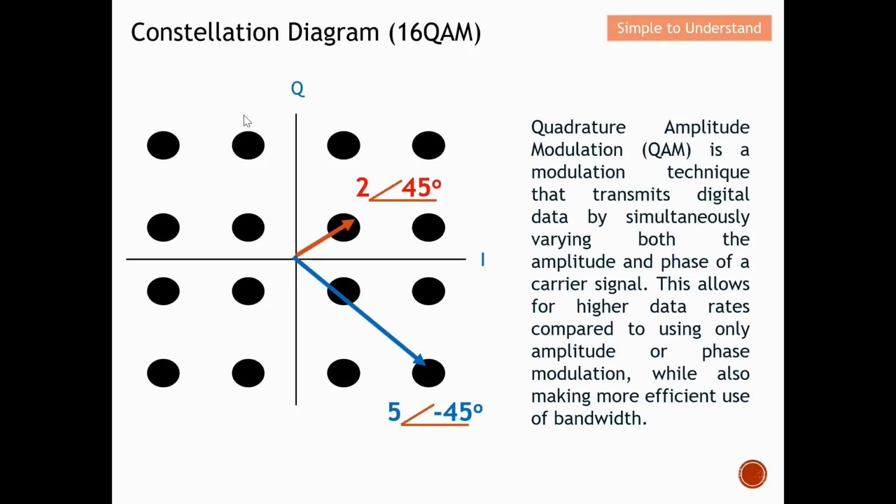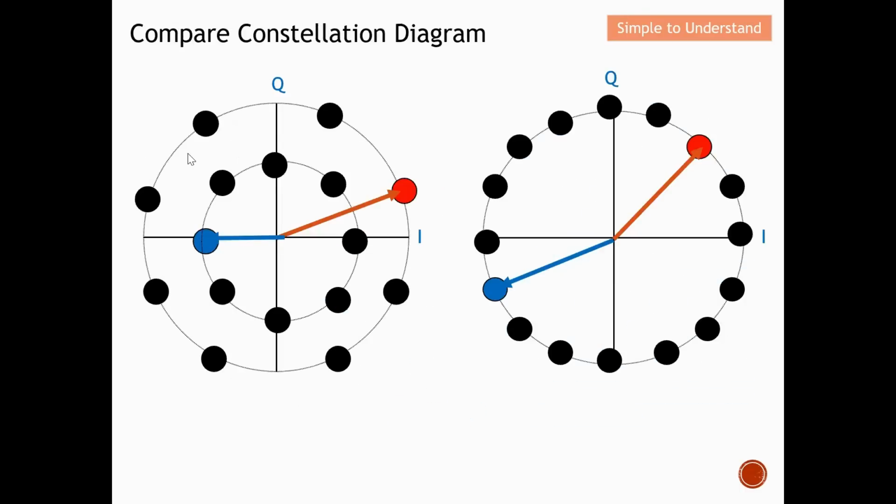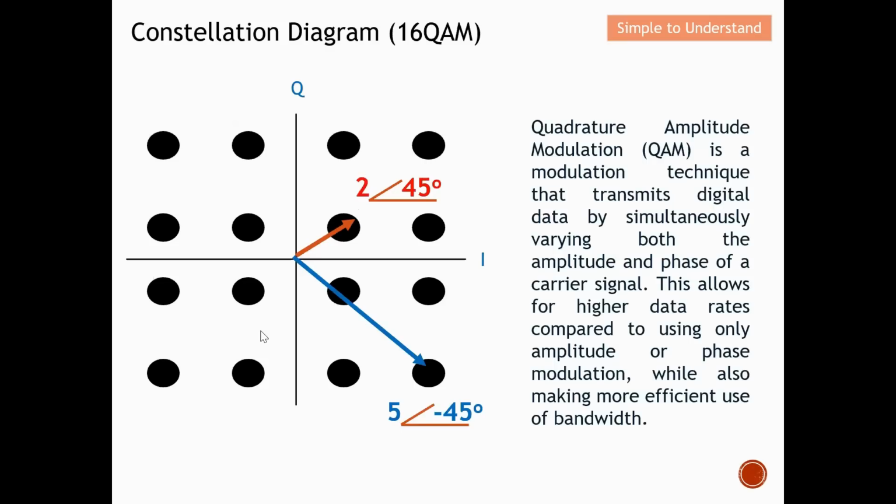This diagram here shows the 16 QAM. From here, you can see that I will have better spacing between the nodes as compared to 16 APSK or even 16 PSK. They all have 16 levels, but this one is much more attractive, as you can see that the spacing is further away from point to point. So this is 16 QAM.